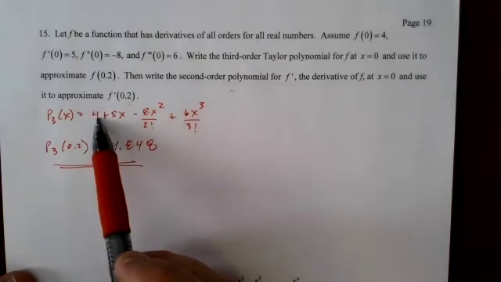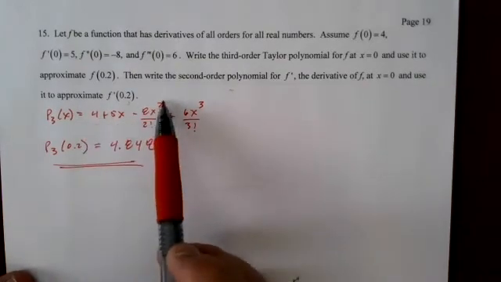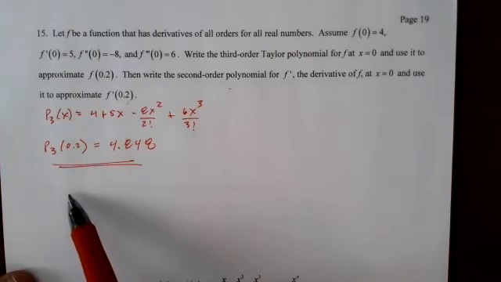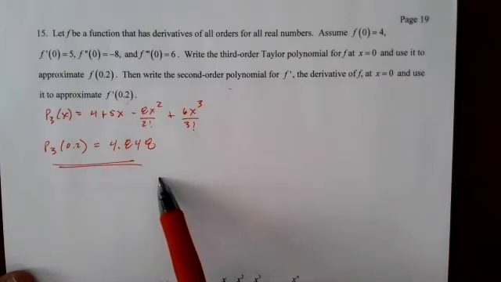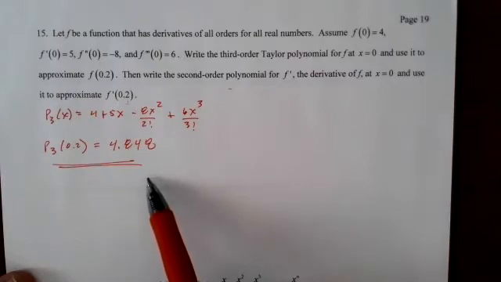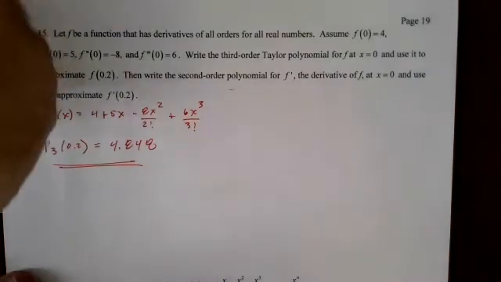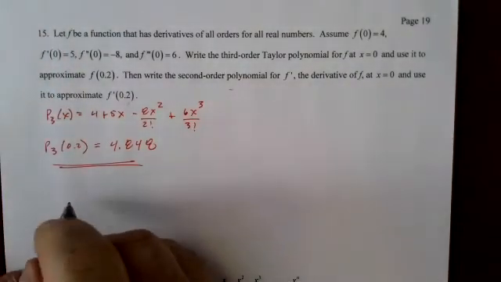No idea what they're just asking me to do. Just take the derivative, and then use that to approximate the derivative at 0.2. Great. So there's no real rhyme or reason why we're doing what we're doing. We're just doing it. Whatever you say.